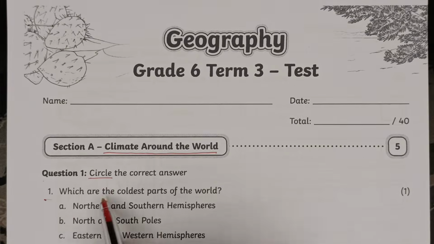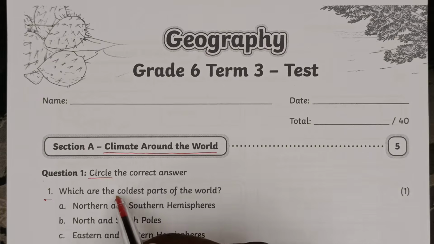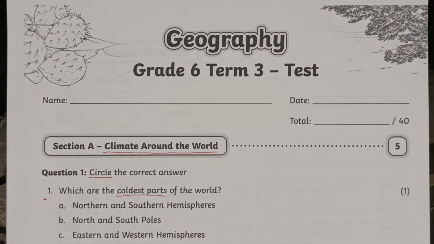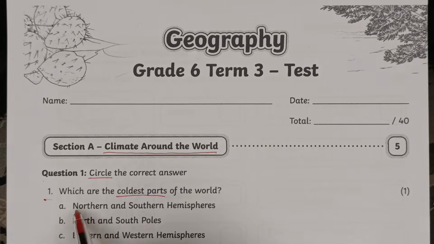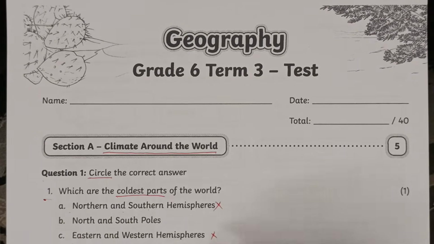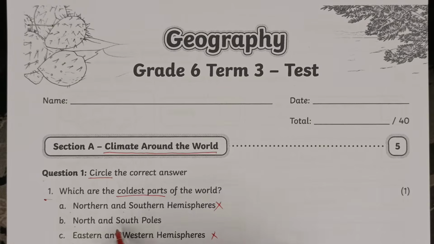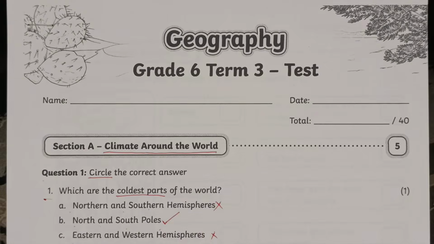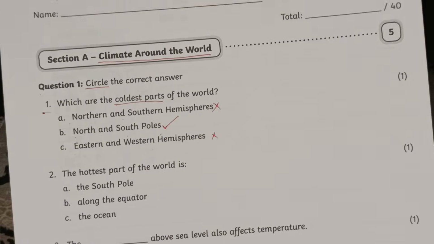1. Which are the coldest parts of the world? So they want to know the coldest parts of the world. Is it northern and southern hemisphere? No. Is it eastern and western hemisphere? No. Is it north and south poles? Yes. So this is the correct answer.